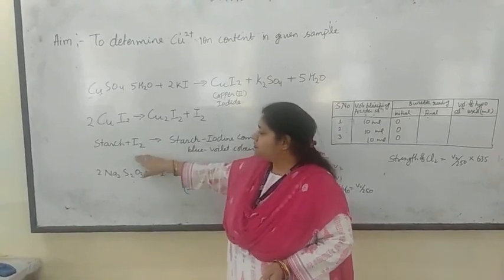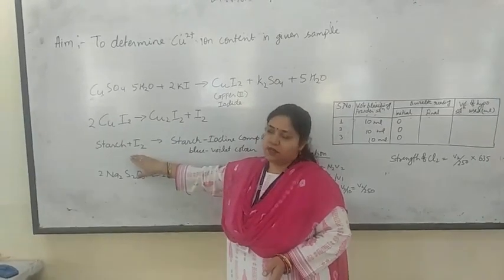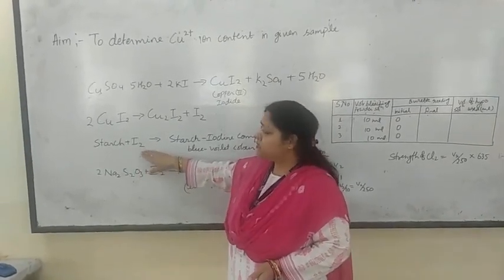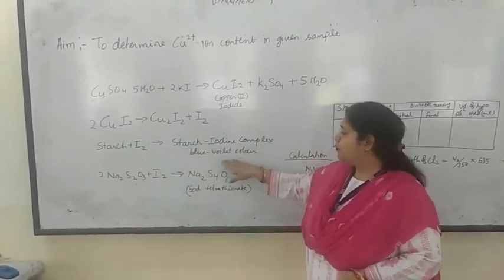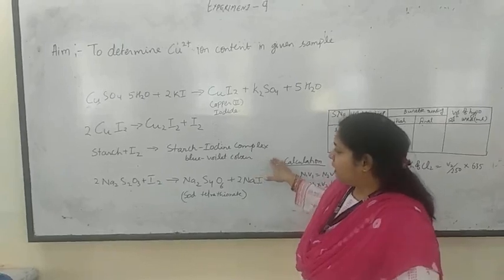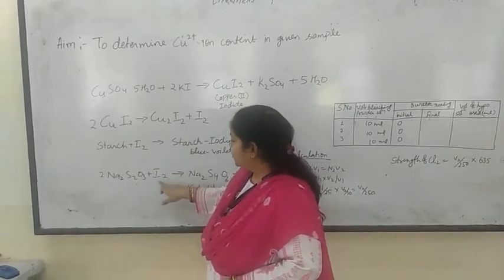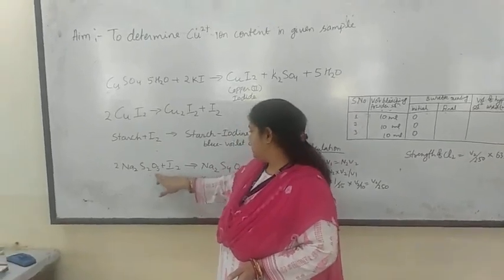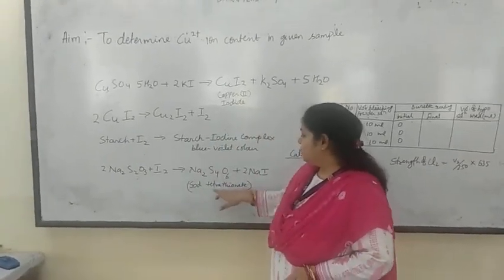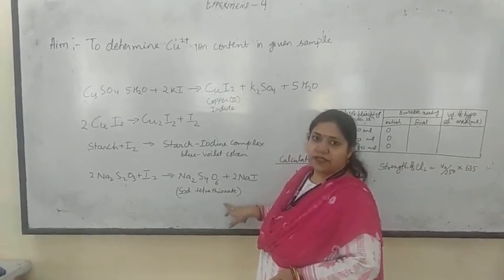Here we will use starch as an indicator. Starch solution, when it reacts with iodine, will give a starch-iodine complex which is blue-violet in color. When this liberated iodine reacts with sodium thiosulfate (hypo) solution, it will give sodium tetrathionate, which is colorless.